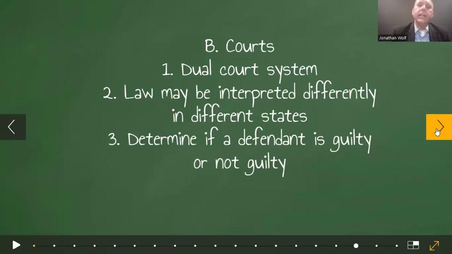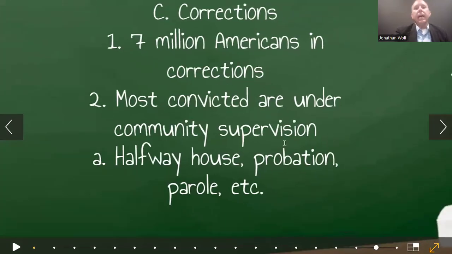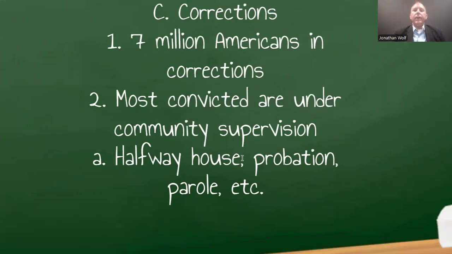One more slide, and then I have a short video for you that sums up everything we've talked about. The last one is corrections. And in corrections, currently there's about 7 million Americans under some type of correctional supervision, that they're in jail, they're in prison. We'll talk about the difference between jail and a prison.